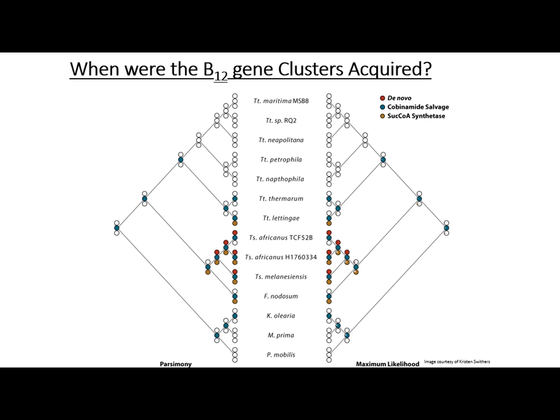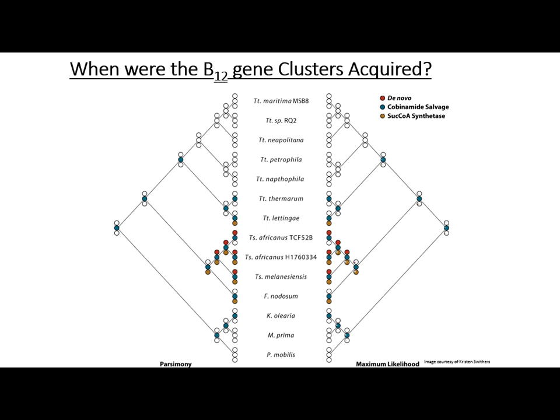If we look back, the red means that they can make it from scratch. Notice only Thermosipho africanus and Thermosipho melanesiensis can make it from scratch. Everything else can either scavenge it or has to transport it. But if we look back at the parents and the grandparents, the organisms they came from don't have these de novo genes. So we're like, where did these come from, right? These bacteria just woke up one day and said, sorry, Dad, I don't want to go to law school. I want to be a dancer, right?